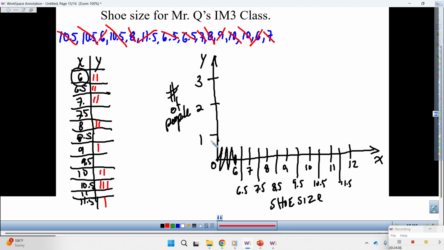Here we go. 6, 2. 6.5, 2. 7, 2. 8, 2. 9, 1. 10, 2. 10.5, 3. 11.5, 1.